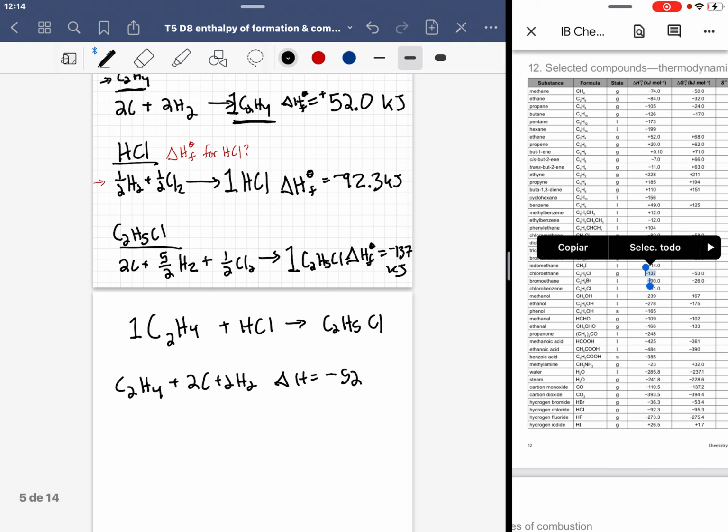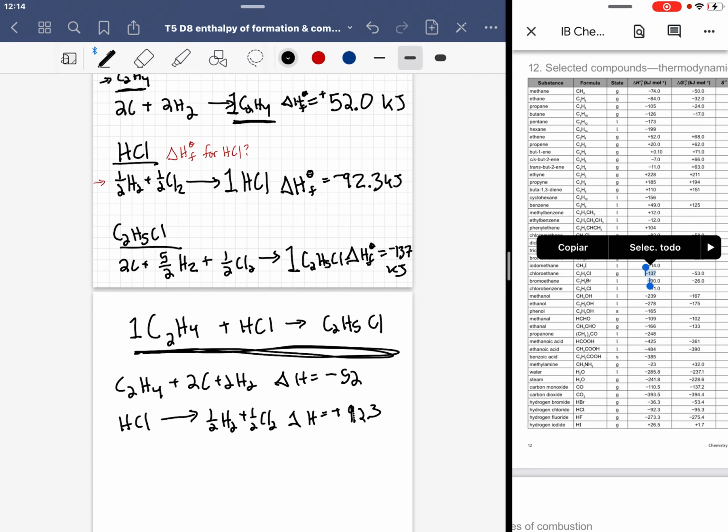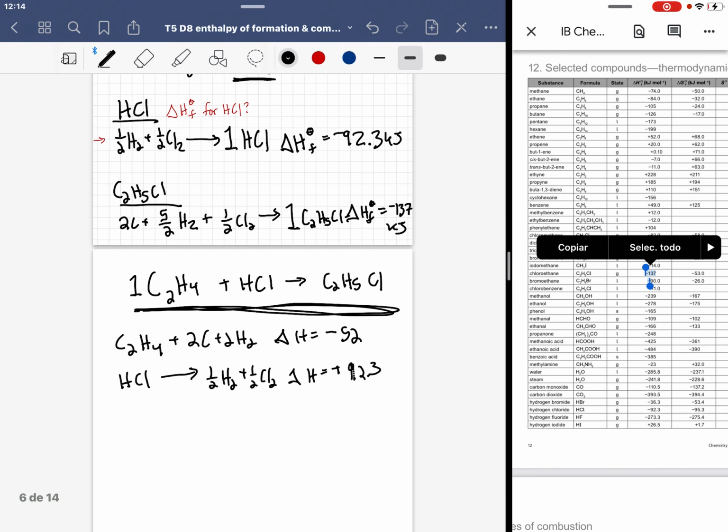My second intermediate, again, is going the wrong way. So to match up with the overall reaction, I'm going to need to reverse that one as well. HCl yields 1/2 H2 plus 1/2 Cl2. Delta H is now positive 92.3. Great. The C2H5Cl, that's going in exactly the right way: 2C plus 5/2 H2 plus 1/2 Cl2 is C2H5Cl. Delta H is equal to negative 137 kilojoules.